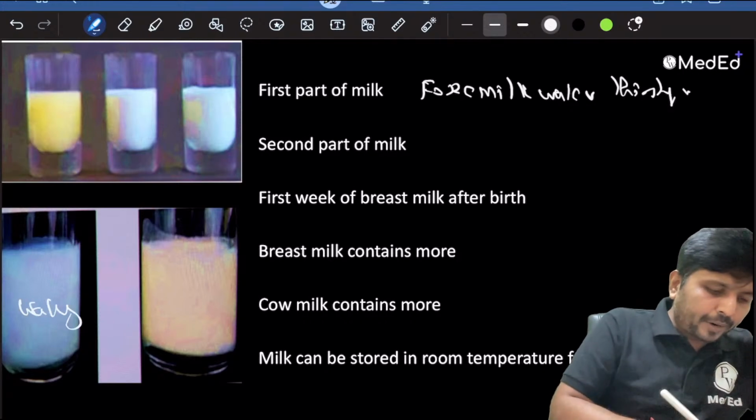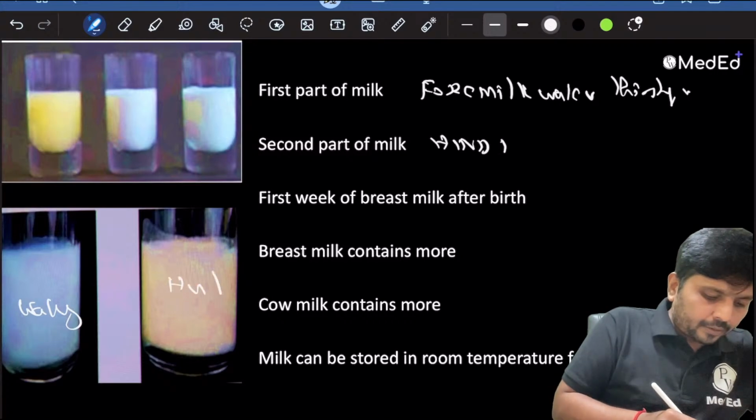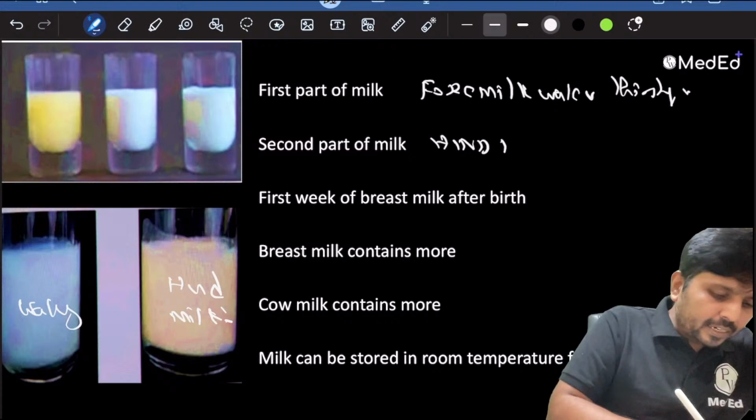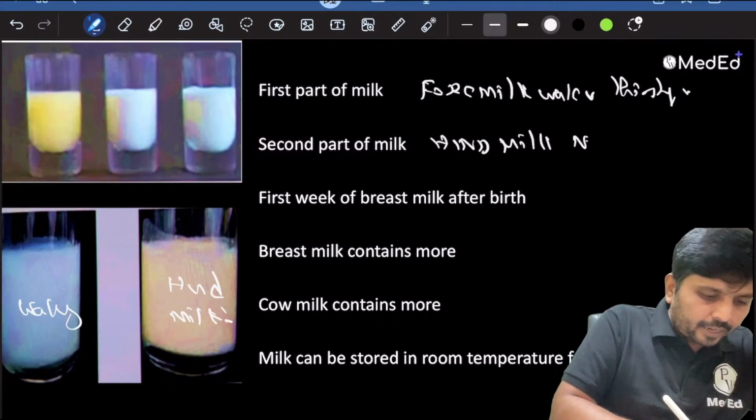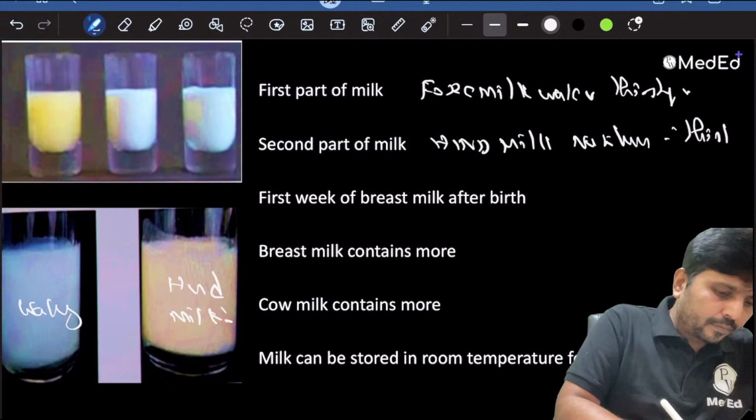Watery. Second part is called hind milk. Hind milk is rich in nutrition.